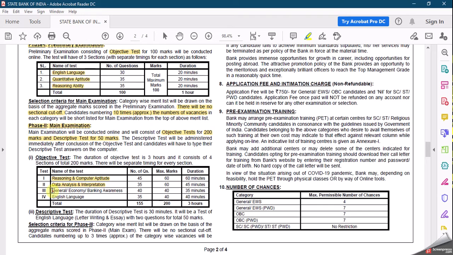Then you have general economy and banking awareness. It will have 40 questions, 40 marks and 35 minutes. And finally English language, it will have 35 questions, 40 marks and 40 minutes. So this comes out to a total of 155 questions, maximum marks are 200, and the time allotted for you is 3 hours. Within these 3 hours you will have to appear for these 4 sections.